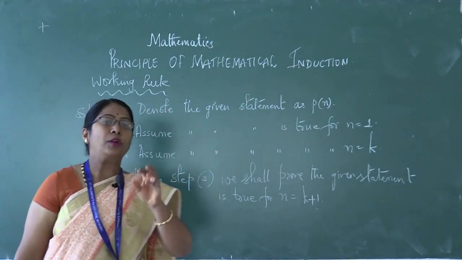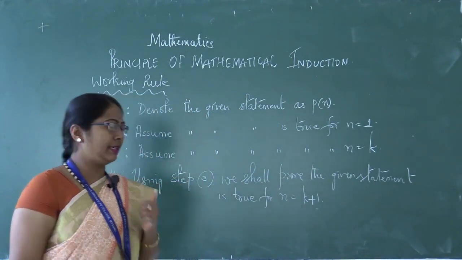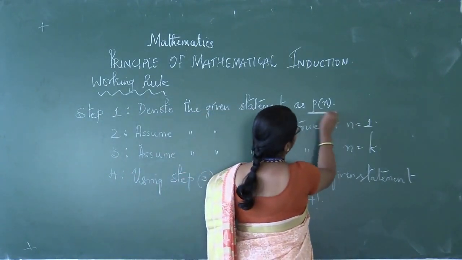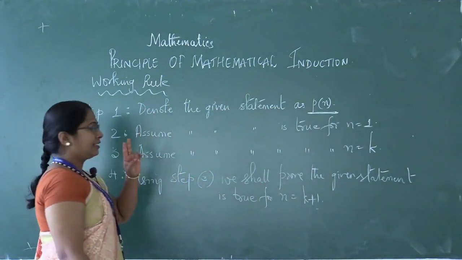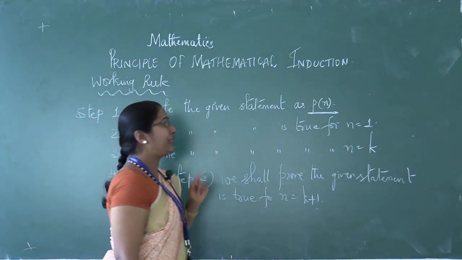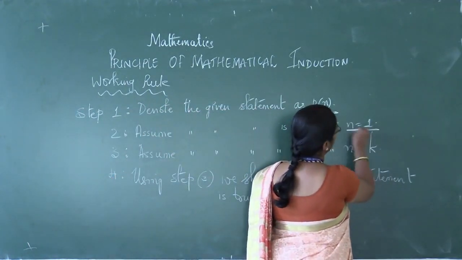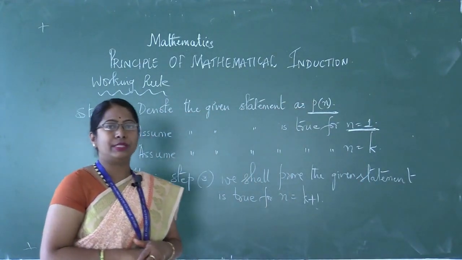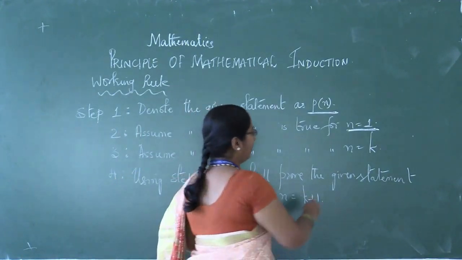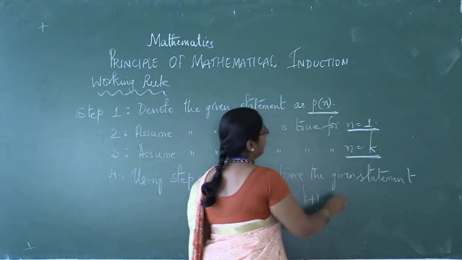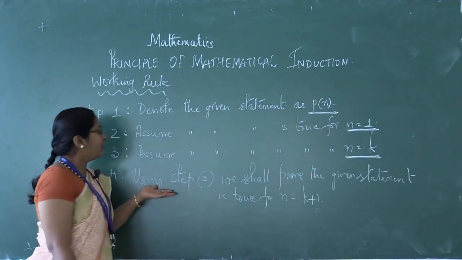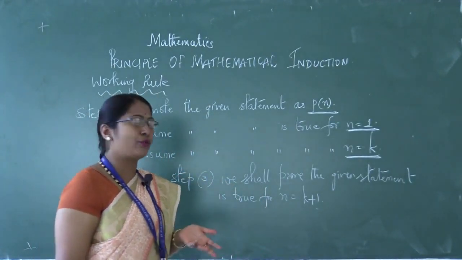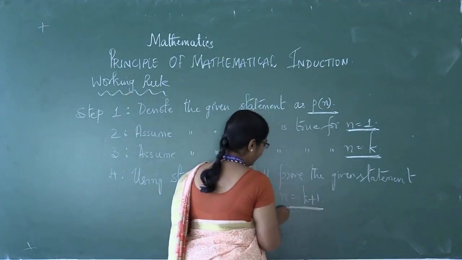You need to know the important points in these 4 steps. Step number 1, denote the given statement as P of n. Step number 2, assume the given statement is true for n equal to 1. Similarly, step number 3, assume the given statement is true for n equal to k. And step number 4, which is very important, using step number 3, we shall prove that the given statement is true for n equal to k plus 1.